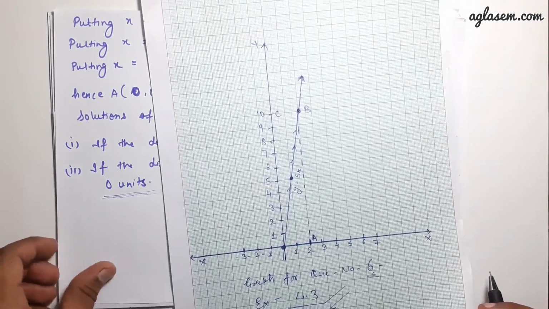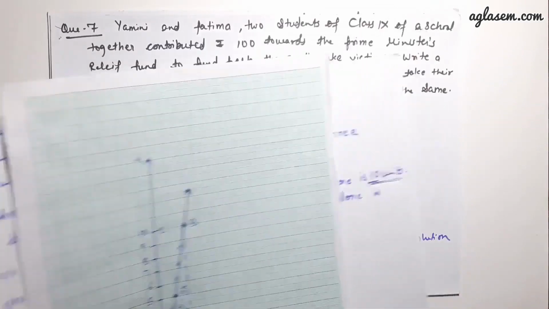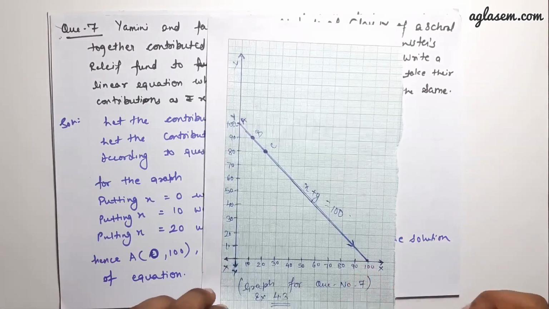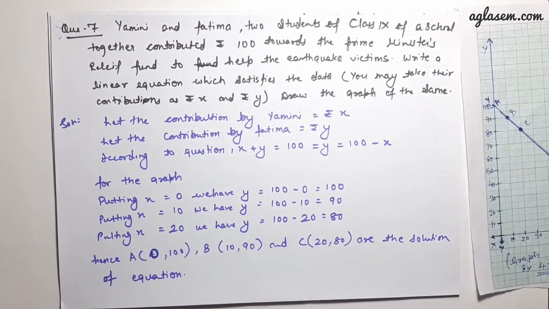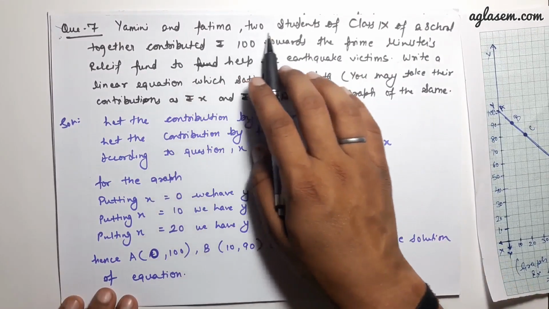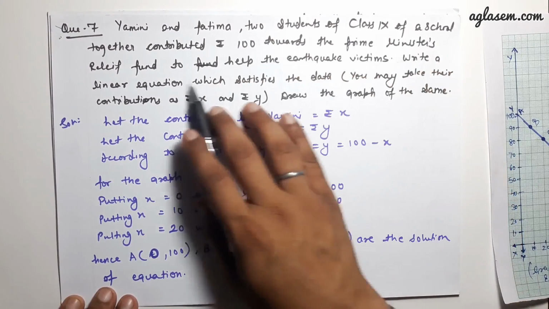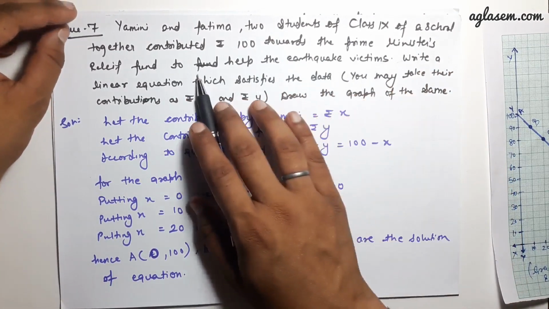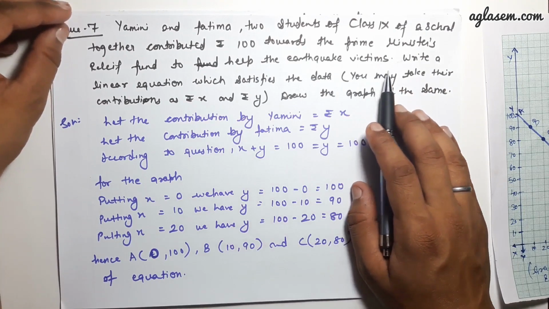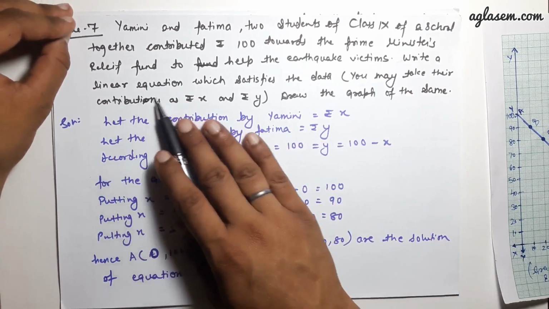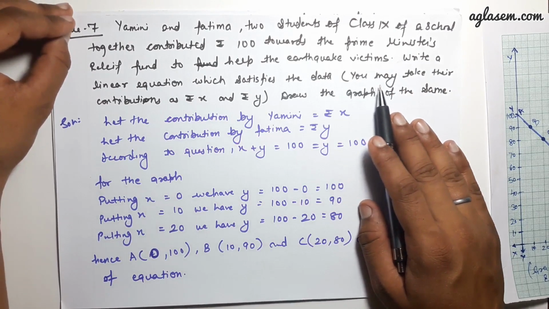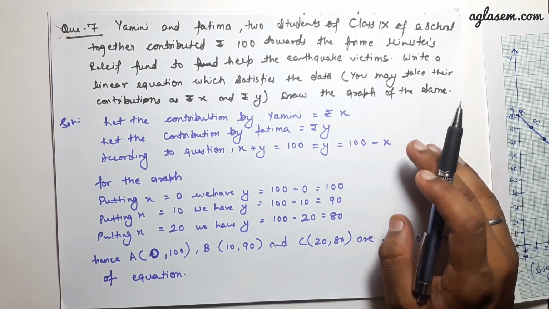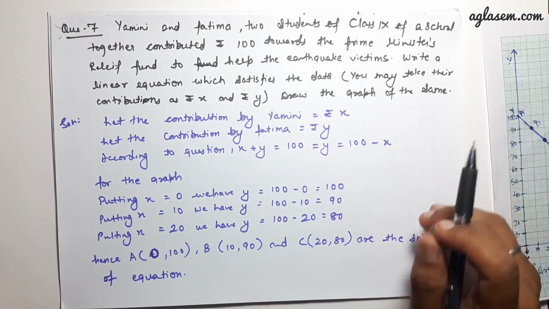So now, let's move on to the next question, that is question number 7. Here also there is a graph, so I have made this for you guys. Question number 7 says, Yamini and Fatima, two students of class 9th of a school, together contributed rupees 100 towards the Prime Minister's Relief Fund to help the earthquake victims. Write a linear equation which satisfies the data. You may take their contribution as rupees x and rupees y. Draw the graph of the same.